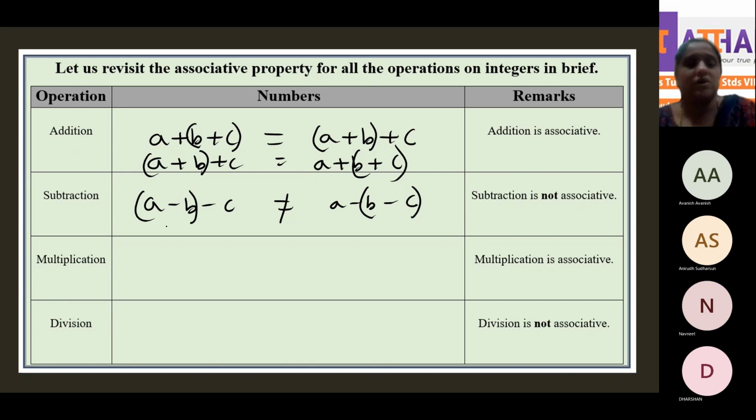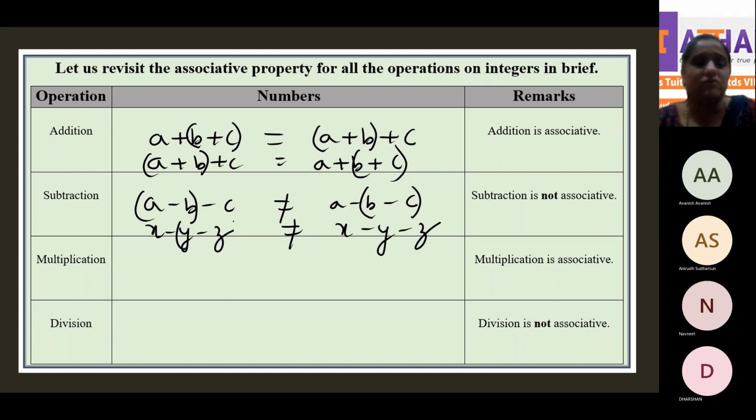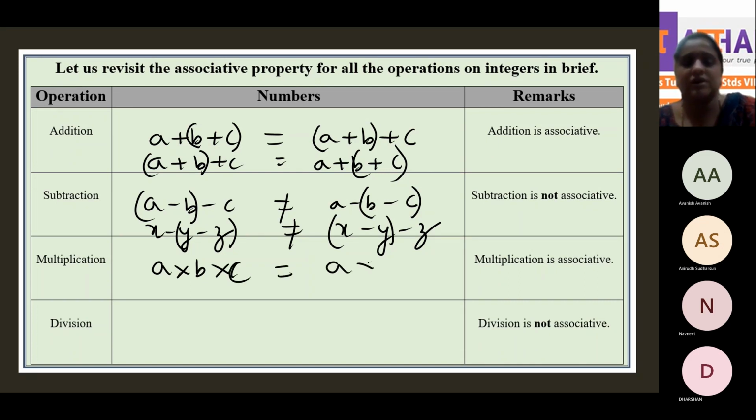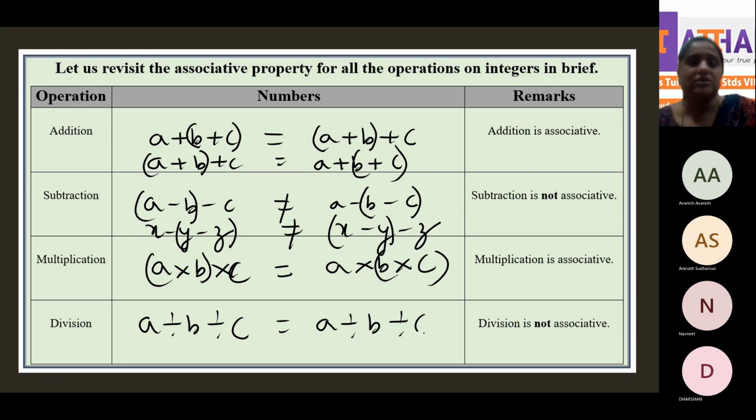Now if you write x, y, z, x minus y minus z is not equal to x minus y minus z. So put a bracket for y and z here, here put a bracket for x and y. Now for multiplication, when you take three integers a, b, and c, a into b into c is always equal to a into b into c. Here put a bracket for the first two, here for the last two. So multiplication is always associative. Now division, a divided by b divided by c is equal to a divided by b divided by c. Put a bracket.